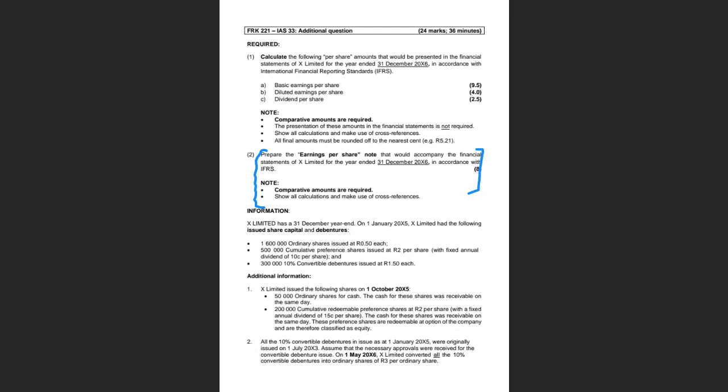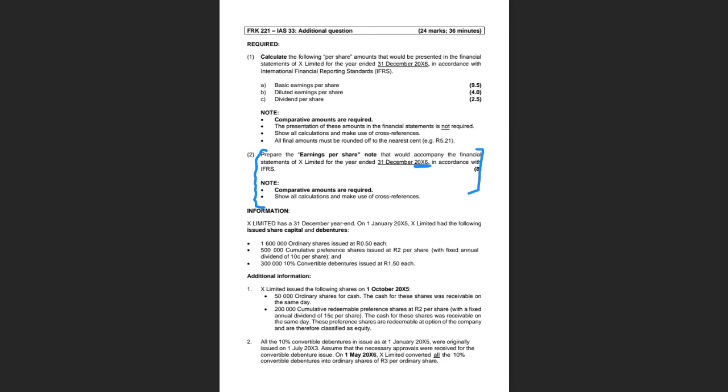So they say, prepare the earnings per share note that accompanies the financial statements of X Limited for the year ended 2016. So that tells us what our current year is. The current year that we're dealing with is 20X6 or 2016. So that is the year that we're looking at.